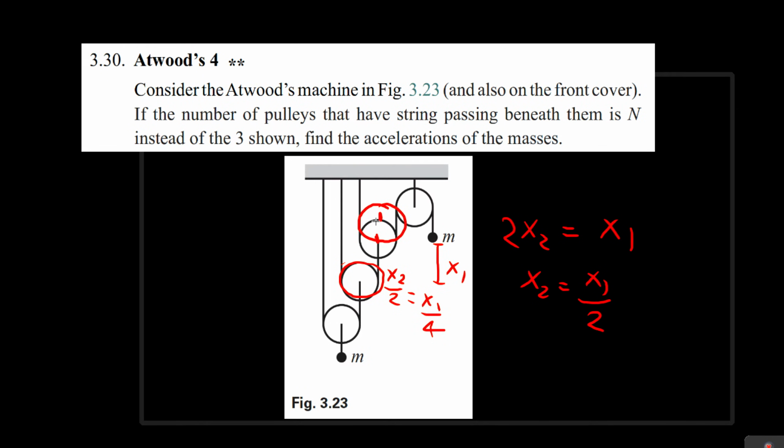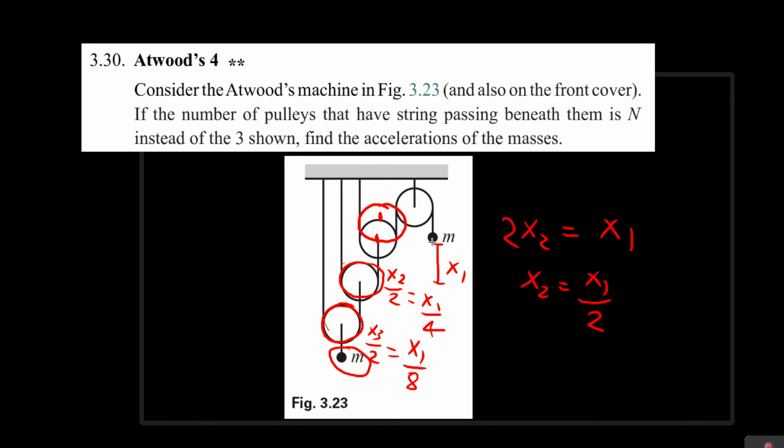And then you can see that we can apply the exact same reasoning to this pulley over here. So when this pulley goes up by a distance of x3, this pulley would go up by a distance of x3 over 2, which is of course equal to x1 over 8. So you can see that the distance by which these pulleys go up keeps decreasing by a factor of 1/2. This goes up by 1/2, this goes up by x1 over 4, this goes up by x1 over 8. And then when this goes up by x1 over 8, that means this mass also goes up by x1 over 8. And this is a very important result.